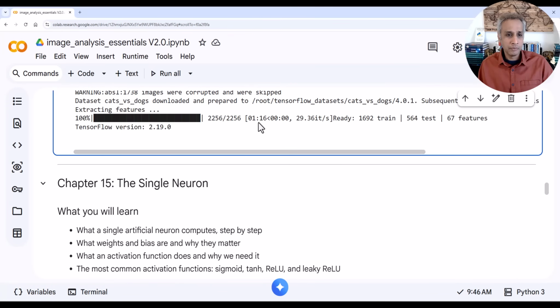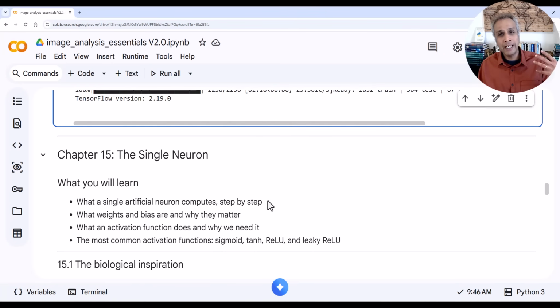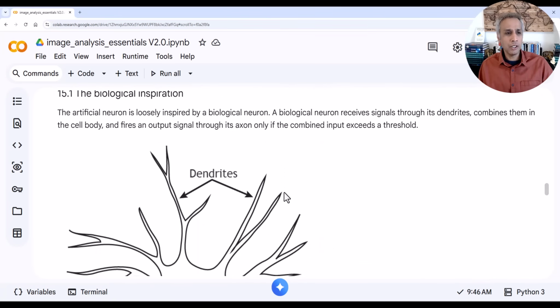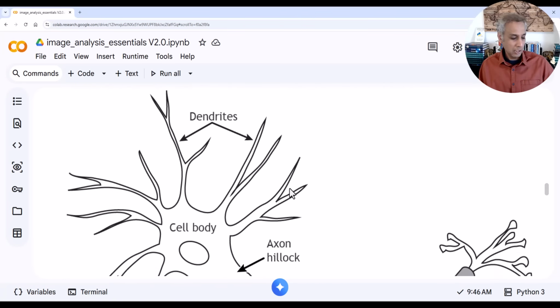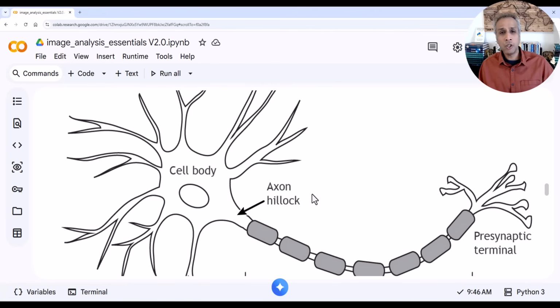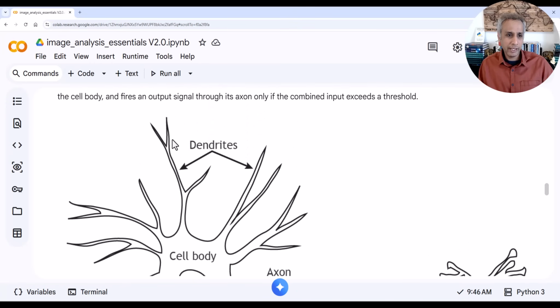Now that we have the features, let's go ahead and train a neural network. But you need to understand what a neural network is, what a neuron is, and how it actually works. If you understand the biological neuron, you have the cell body, and this central thing is the nucleus. You have the cell body, and you have dendrites. These things sticking out are all dendrites, and they connect to another neuron and so on.